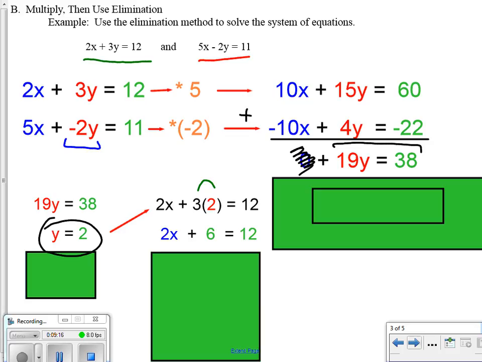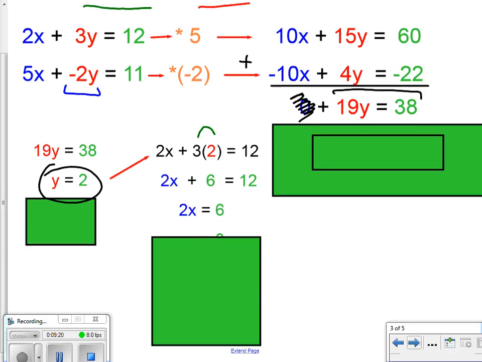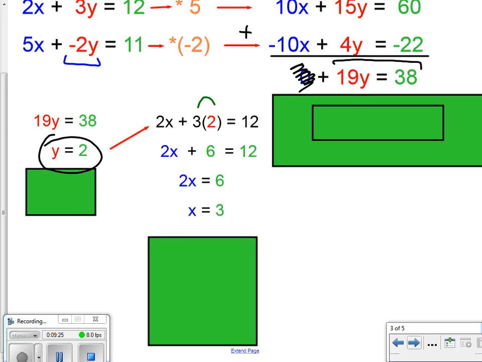I can subtract the 6 from both sides. I would get 2x equals 6. And dividing both sides by 2, I would get that x equals 3. So again, our solution is the spot (3, 2).